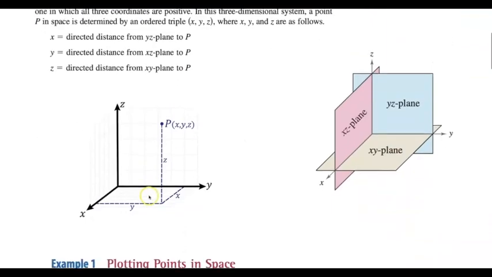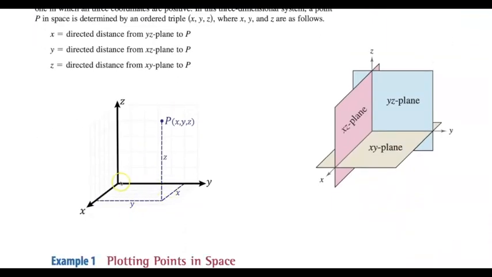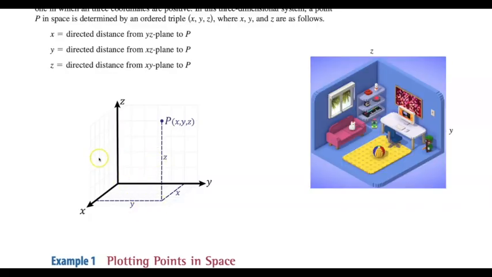Basically, you take a 2D coordinate system, right here's my XY coordinate system, and you also have a Z value. So it's like the corner of a room. Here's the floor, here's a back wall, here's a side. The floor is an XY plane. The sidewall here is a YZ plane, and we have an XZ plane.